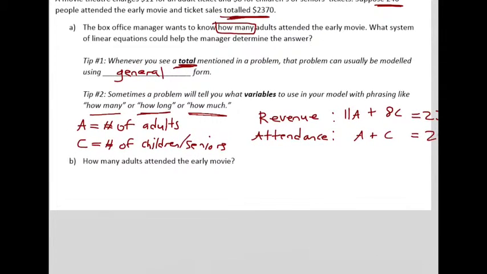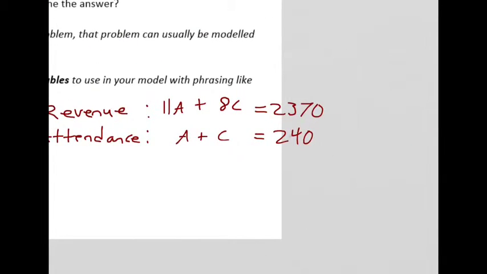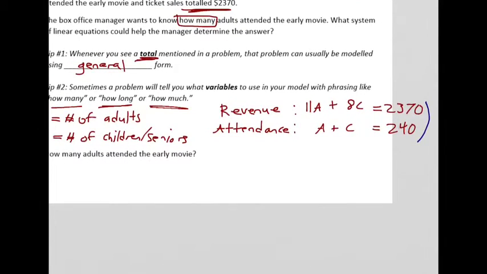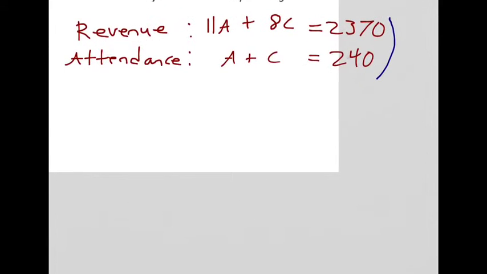Now we're being asked how many adults attended the early movie. The answer to that will be where these two lines intersect one another, where the characteristics of both lines match. Okay? So, to put these lines into our calculators, we're going to need to turn them into slope-intercept form. So let's take the revenue equation and turn it into slope-intercept form.